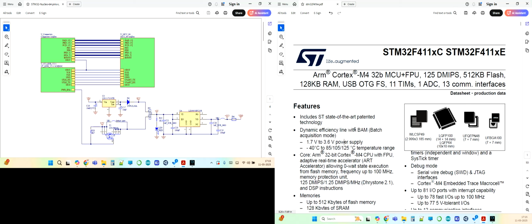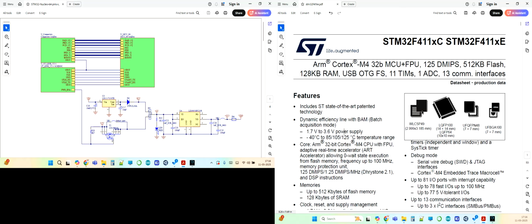Mostly when we are working on MCUs, we look at whether it is working on 3.3 volts, and the second preference will be 1.8 volts. Sometimes we also look at whether some of the IO pins of this MCU are tolerant to 5 volts or not. If you scroll down a little bit, you can see here up to 77 5-volt tolerant IOs. That means even though you give 5 volts, these particular IOs are tolerant. For now, let us keep this aside and focus on the power supply.